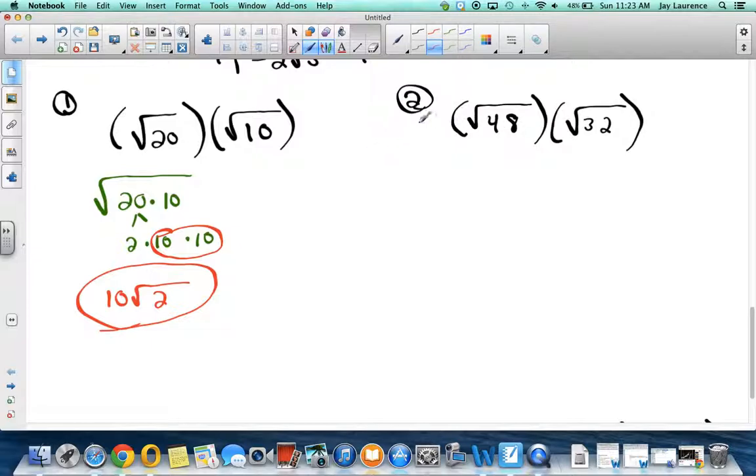Okay, now, to do number 2, I'm going to do it by breaking it down first and then multiplying. So, I remember from before that 48 is 16 times 3? And that 16 will become 4, because 16 is 4 times 4. So it'll be 4 rad 3.